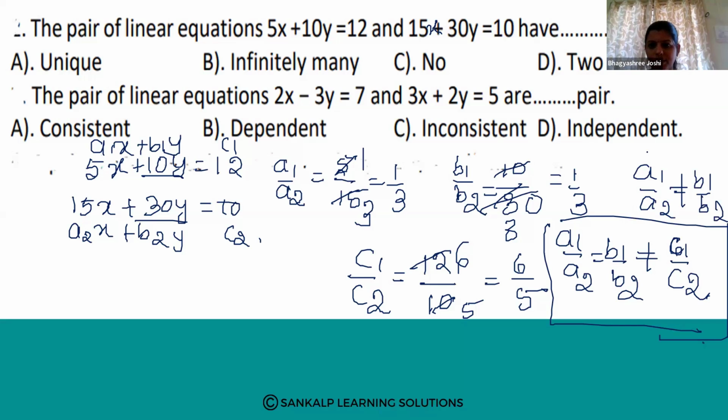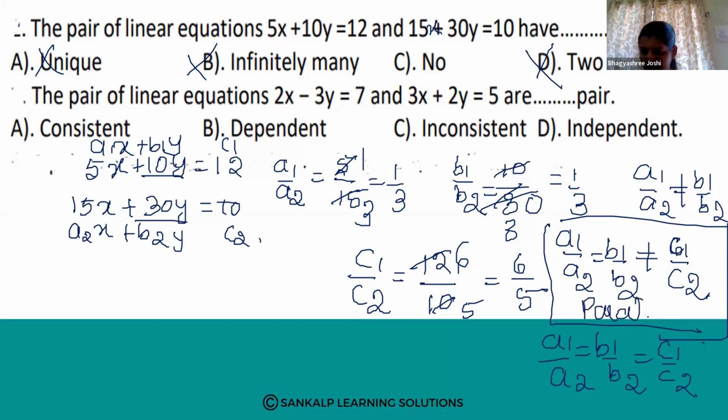Infinitely many solutions. Infinitely many solutions means what? Two lines are coincident. So in that condition, you will have A1 divided by A2 is equal to B1 divided by B2 is equal to C1 divided by C2. But here it is not equal to C1 divided by C2. So this is also wrong. Two is totally wrong. So this condition is for parallel lines. When two lines are parallel, in that condition, it has no solutions. Right. So option C is right.